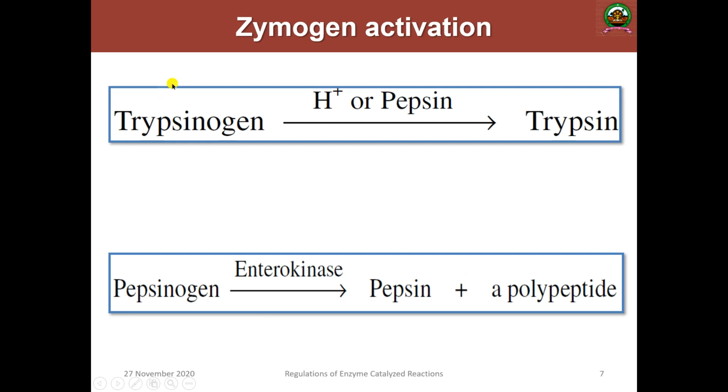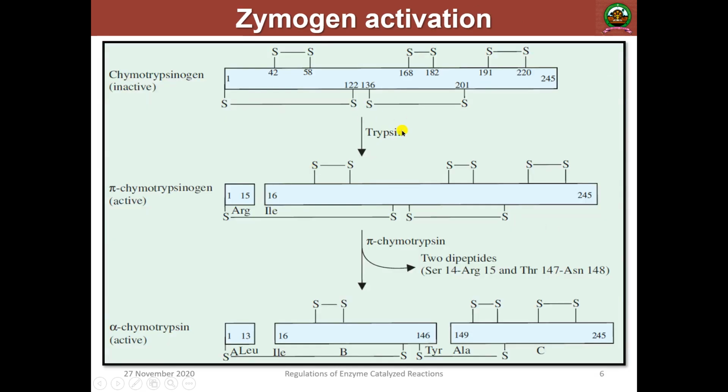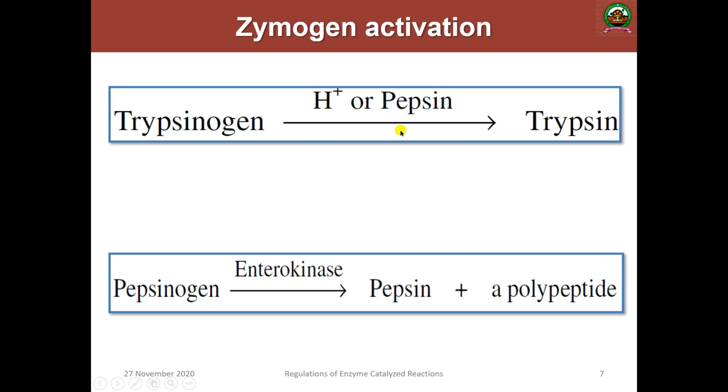Then similarly, trypsinogen can be converted into trypsin. Trypsinogen is an inactive form, and the enzyme converts it into trypsin. A similar type of mechanism is happening. I am not going to discuss all those details here. Similarly, pepsinogen, with an enzyme, so it produces pepsin. This is fully inactive, and this is fully activated, plus a polypeptide will be produced. So this is known as the activation of zymogen.